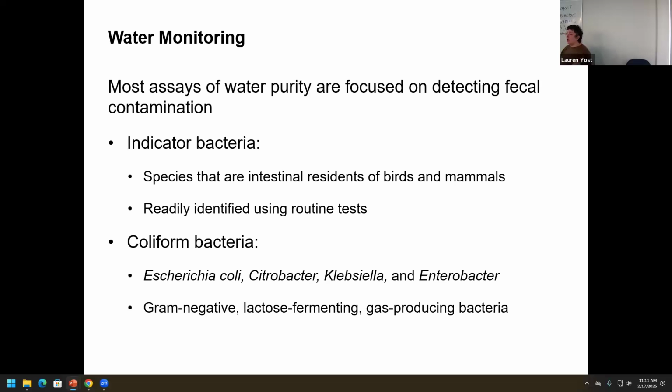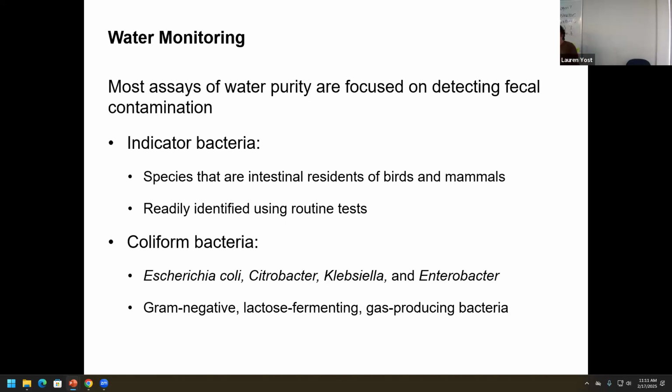coli, for example, you won't get sick from just normal intestinal E. coli typically, or other bacteria that are just normal in your gut, like Citrobacter, Klebsiella, and Enterobacter. These are normal gut bacteria that don't normally make you sick. They're just in your gut. But if we can see that in our samples, the bad guys could be there. So we're not going to wait till we see the bad guys. We're going to use these indicator bacteria to look out for them.